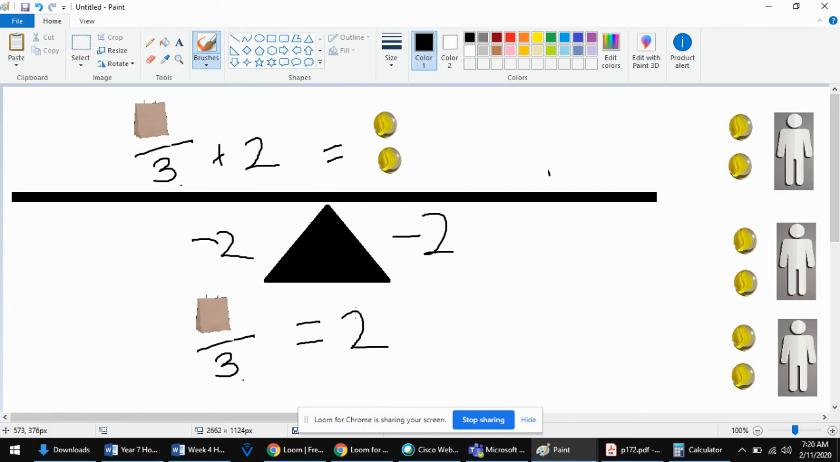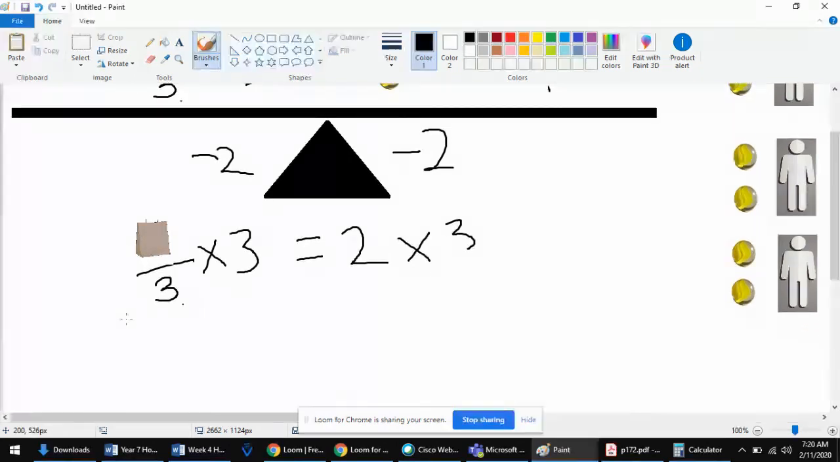Now I want to work out how many marbles did I have in total at the start. Well, I could just count these marbles, but I've got 2 groups of 3, which is also thinking about multiplying. So the opposite of divide is multiply. So I need to times by 3 to get the bag by itself, and I need to times the other side by 3. That gives me the bag, which is x equals 6.